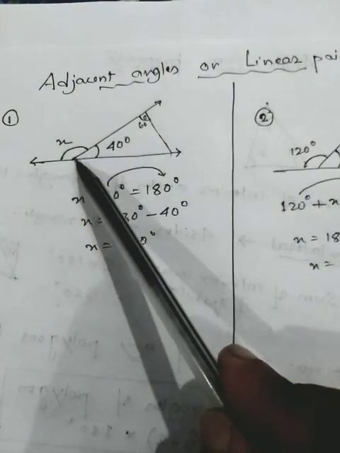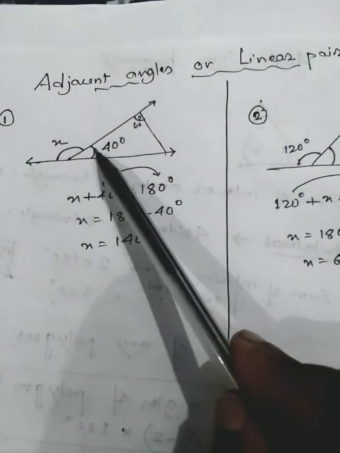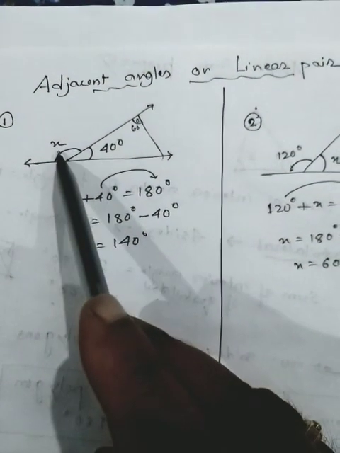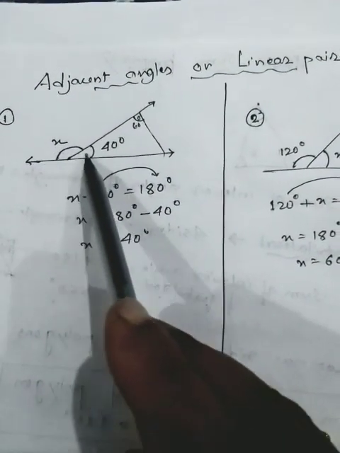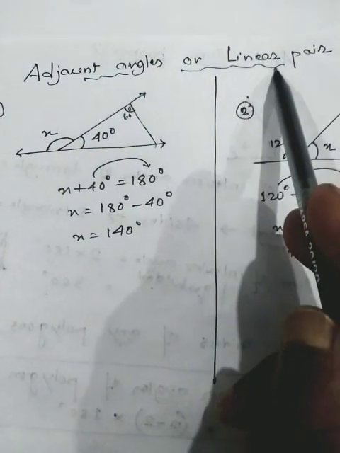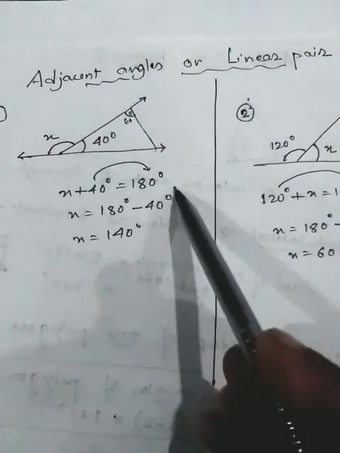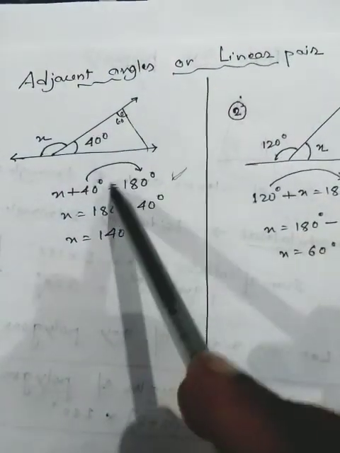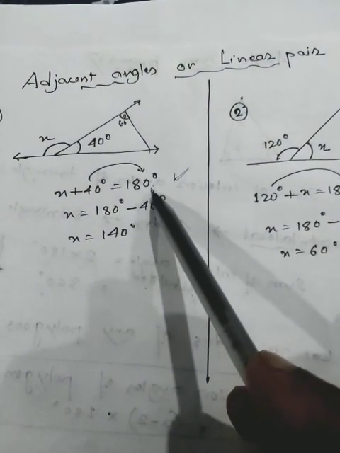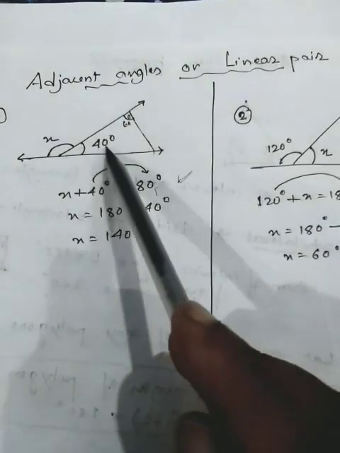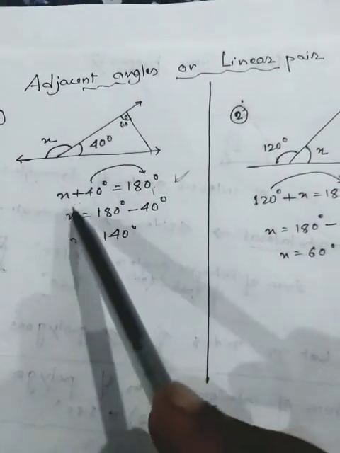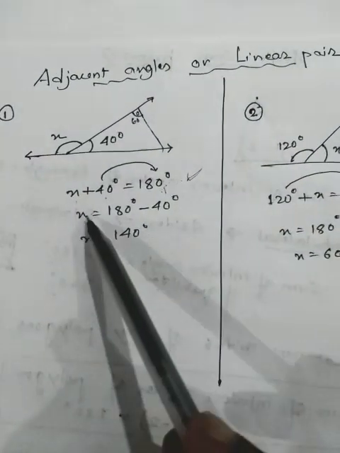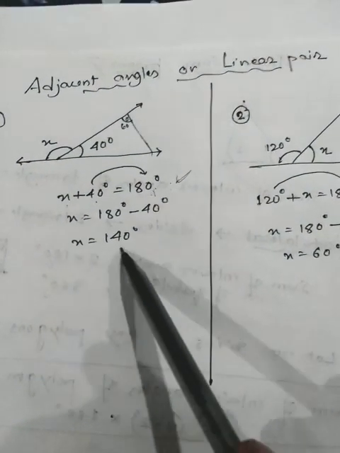So always remember, when you see this type of angle or combination of angles which are sharing the same point, in this case there are only two angles, these two angles are called adjacent angles or linear pairs. So the sum of these two angles is always equal to 180 degrees. The sum of adjacent angles or linear pairs is always equal to 180 degrees. Fine. So how to find this? Suppose you have to find this x. So x plus 40 equals 180 degrees. You will transpose this 40 degrees to the right-hand side. In this way you will get the value of x. So x would be 140 degrees.